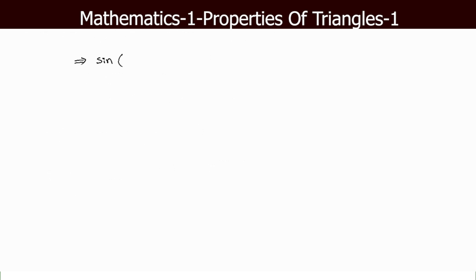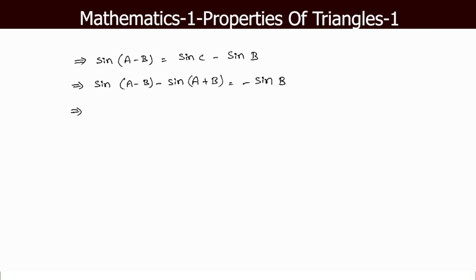So that implies that sin(A minus B) is equal to sin C minus sin B. So implies sin(A minus B) minus sin(A plus B) is equal to minus sin B. After simplification you will get 2 cos A sin B is equal to sin B, or cos A is equal to 1 by 2. So A is equal to 60 degrees. So the correct option is option number 3. Next, 18th problem.